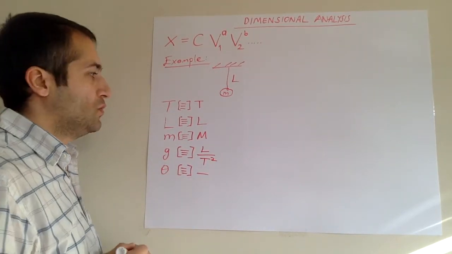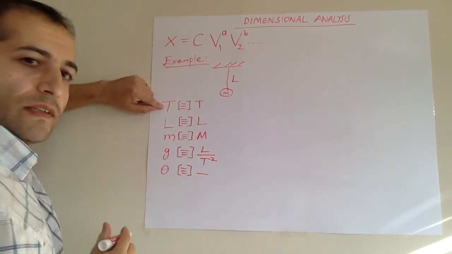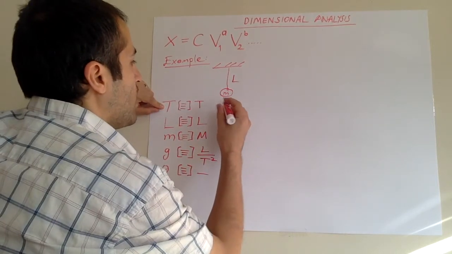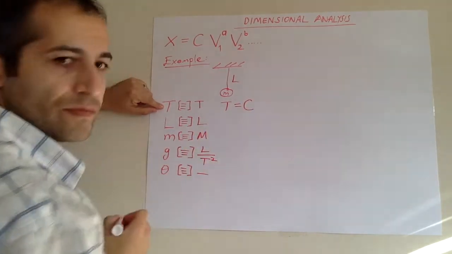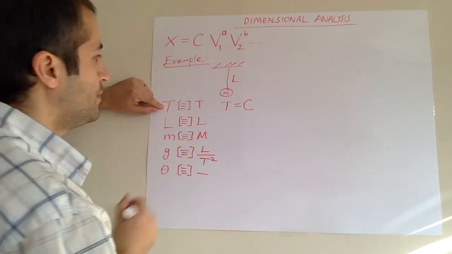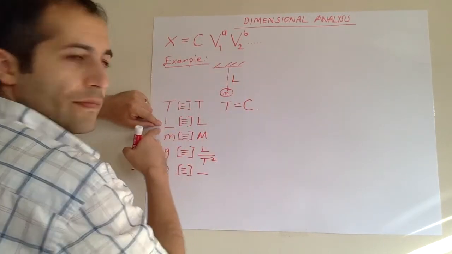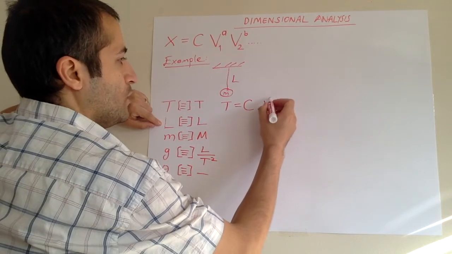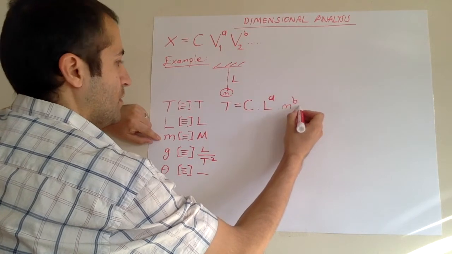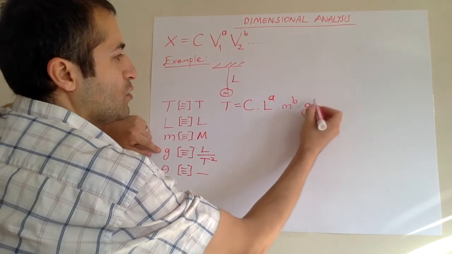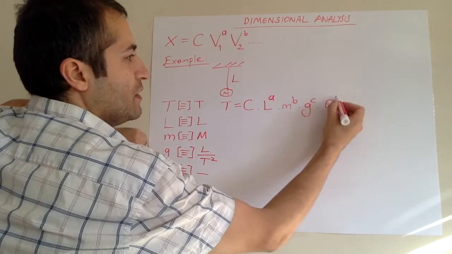The next thing we are going to do, we are going to write down this formula. T is the variable that we are interested in. We're going to write t is equal to some constant, which is going to be a unitless constant, times the first variable, L, to the power a, second variable, m, to the power b, third variable, g, to the power c, and theta to the power d.